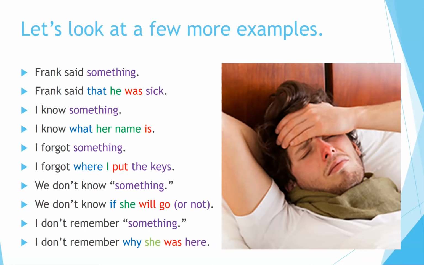We don't know something. We don't know if she will go or not. Extra word, if. She is the subject. Will go is the verb. I don't remember something. I don't remember why she was here. The extra word is why. It signals the beginning of the noun clause. She is the subject. Was is the verb. Here is just an adverb. That completes the noun clause.